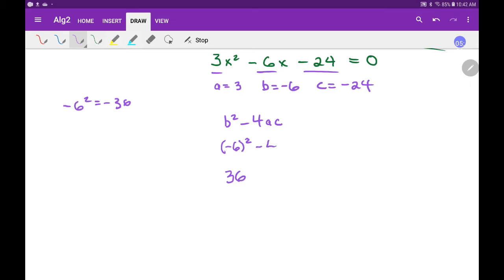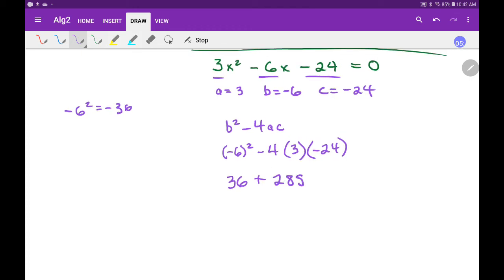So I'm saying subtract 4 times a, which is 3, times c, which is negative 24. Well, you can see I have a negative times a negative, so it's going to be plus. So no imaginary number for me here. Let's see, I have 12 times 24. I need a calculator for that. I'm grabbing my calculator. 12 times 24, and I get 288. Okay, so I said 4 times 3 is 12 times 24, and then I'm going to add 36 to that. And my answer is going to be 324.